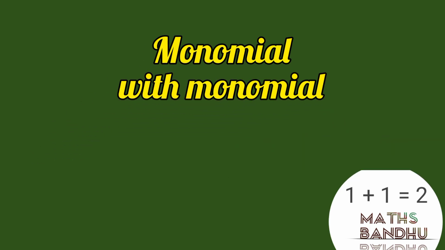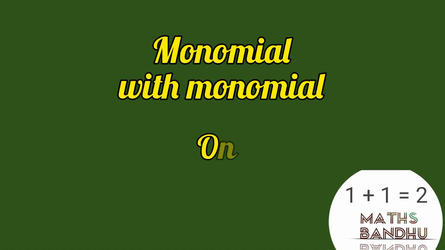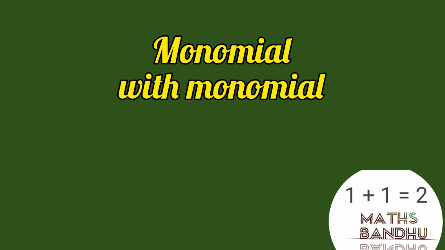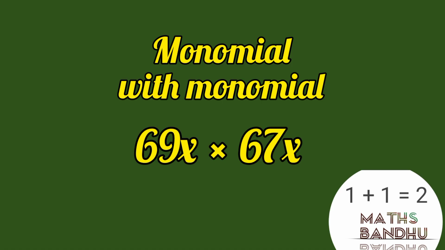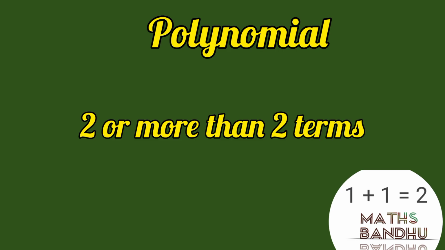So starting with monomial with the monomial. Basically the "mono" and all these things refer to the number of terms. Mono means one, so monomial means one single term, like 69x. Binomial means 2 terms. Trinomial means 3 terms. And here it means one term multiplied by one term. And now polynomial: polynomial basically means 2 or more than 2 terms.